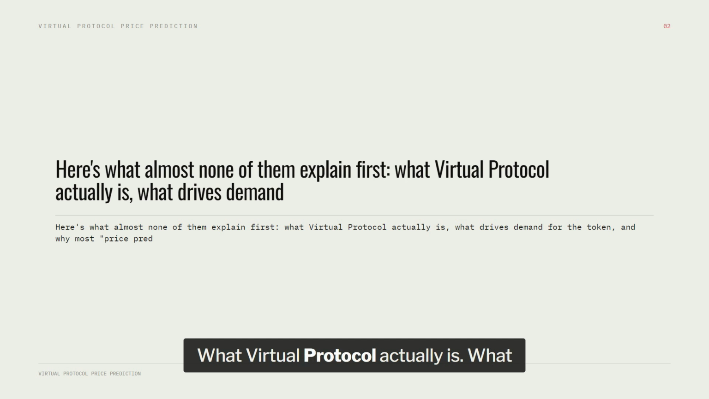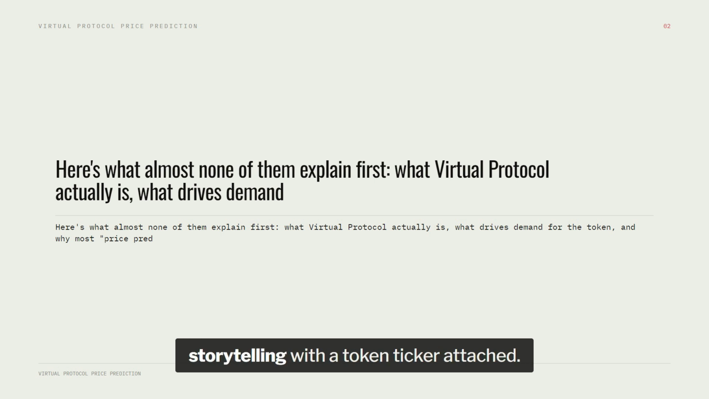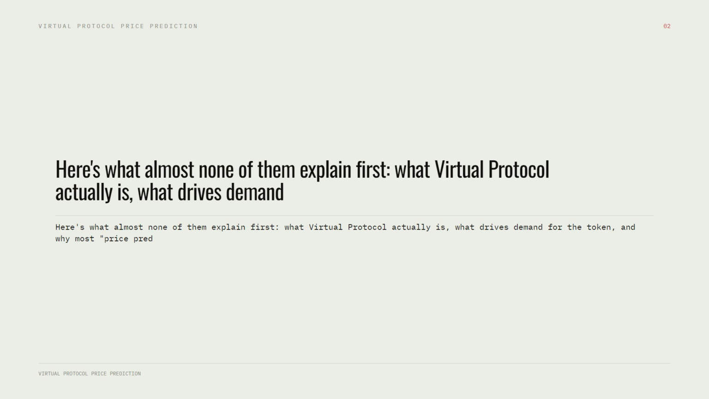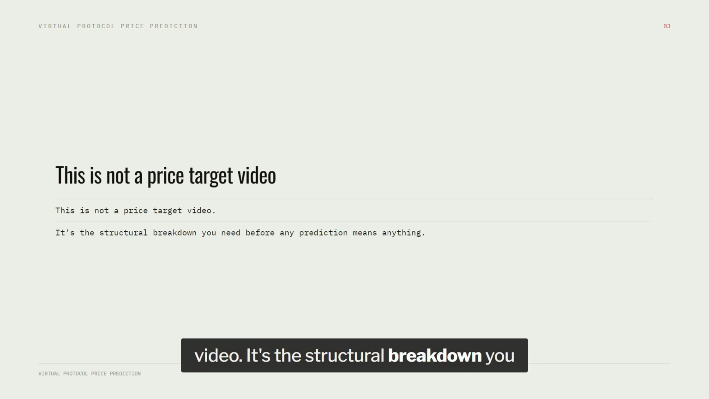What virtual protocol actually is, what drives demand for the token, and why most price predictions are storytelling with a token ticker attached. This is not a price target video. It's the structural breakdown you need before any prediction means anything.